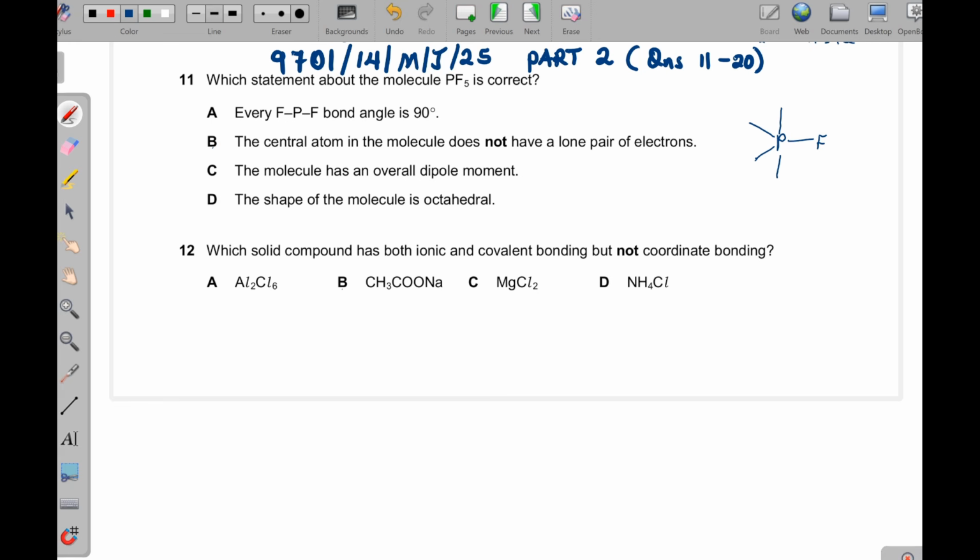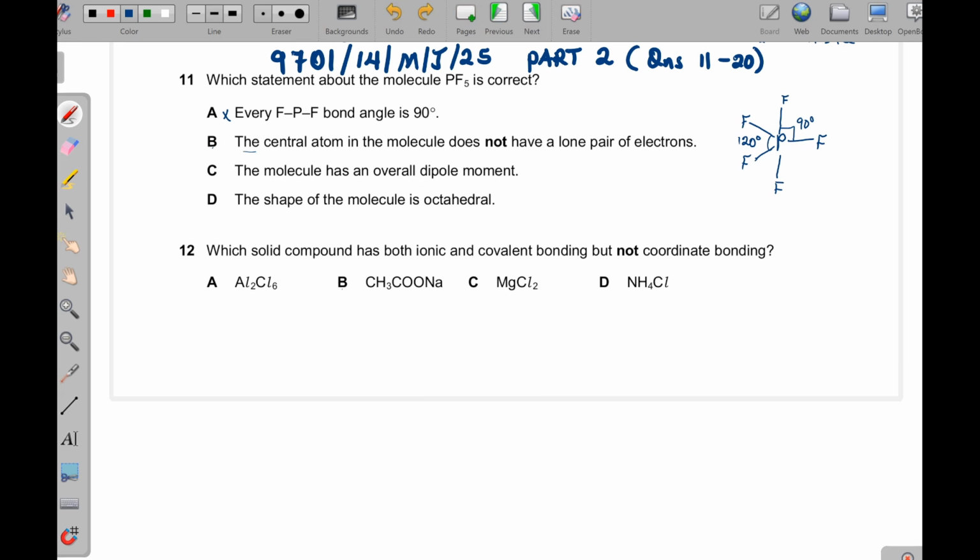So we have the fluorine here, then here, then here, here, and here. The angle in between these ones is going to be 120 for trigonal planar, you know that. That is 120. Then we also have these ones: between the vertical and the horizontal, the angle is 90. But here they said that every bond angle is 90. So this one is wrong because we have 120.